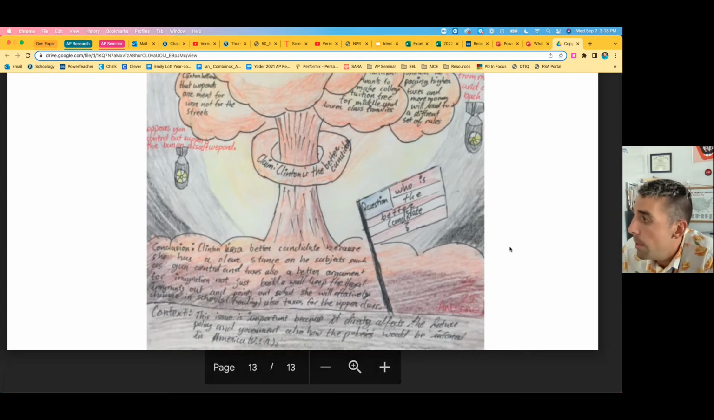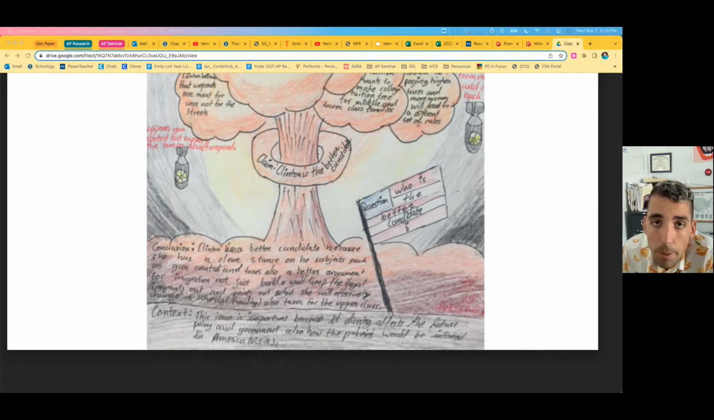So the key element is making sure that you have a claim. Stopping my share now. There we go. Making sure you have a claim, and that claim is supported with reasons, and those reasons have evidence.